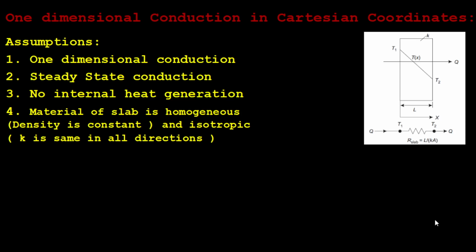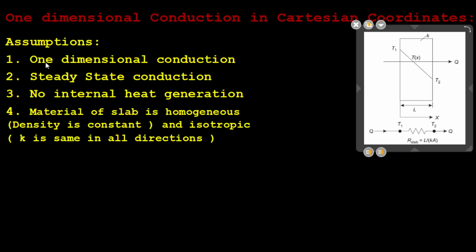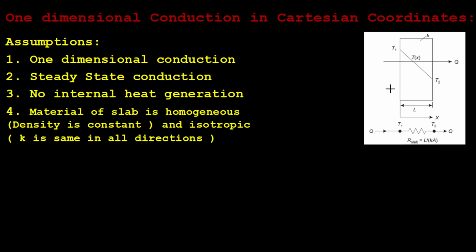Now let us see one-dimensional conduction in Cartesian coordinate. So here we have the slab. The slab has a thickness of L. Capital L is the thickness of the slab.